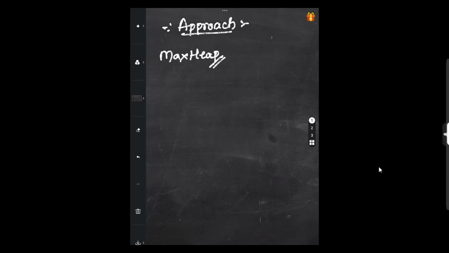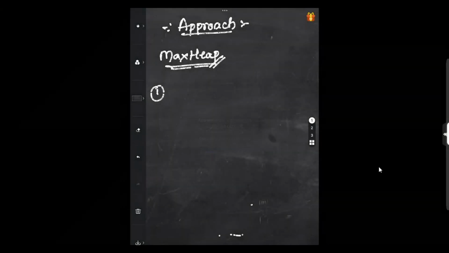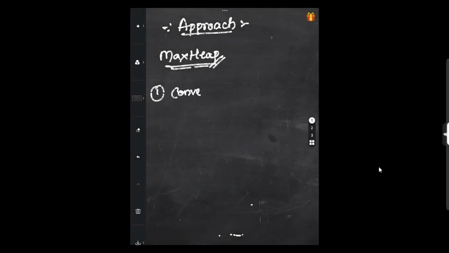Why will we make use of the max heap? Because the maximum element always stays at the top when we make use of the max heap. That we know. That is the reason. Instead of sorting the entire array, we can make use of the max heap. So let's see what the steps to solve the problem are. First, let's convert the array into a max heap.